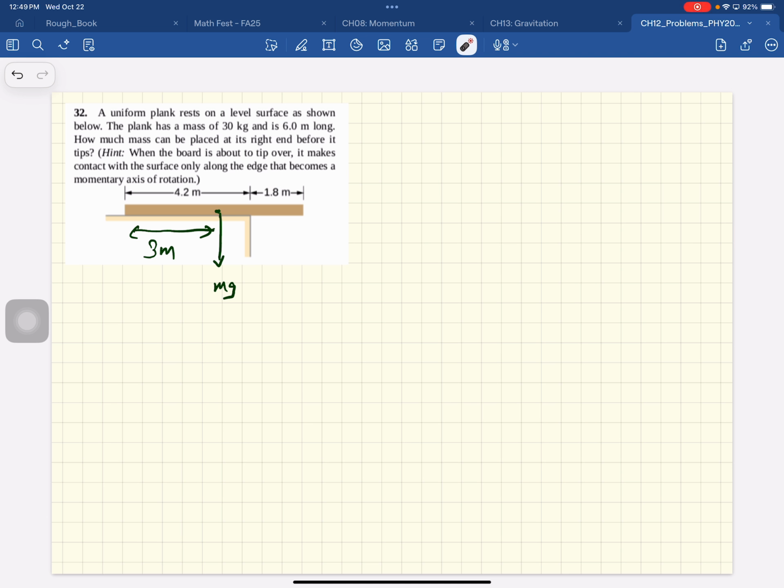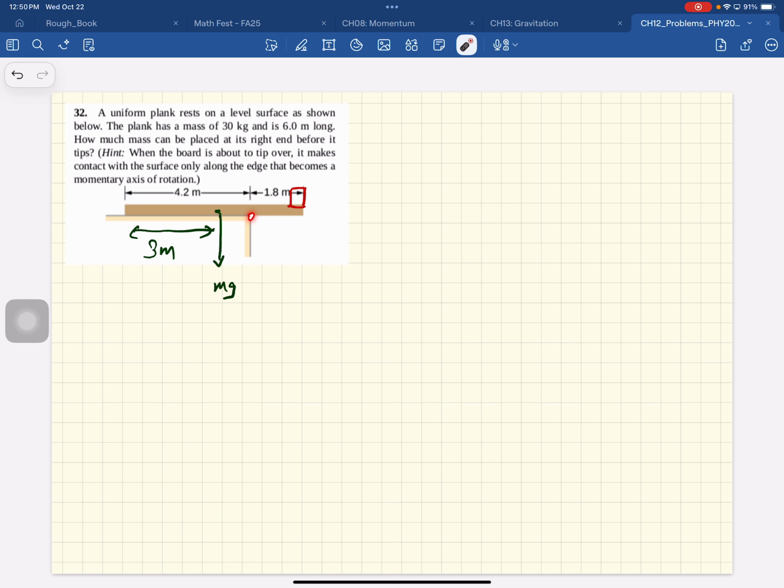All right, so the plank has a mass of 30 kgs. 30 kgs is about half your weight. It is 6 meters long. How much mass can be placed on the right end before it tips? So what you want to do is put a mass over there and just barely start tipping it over. So what is going on here? There is the pivot point.